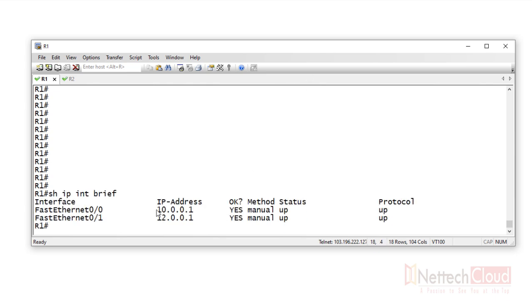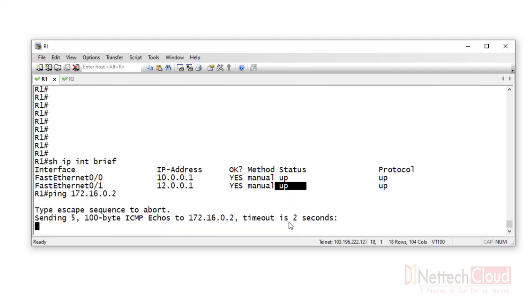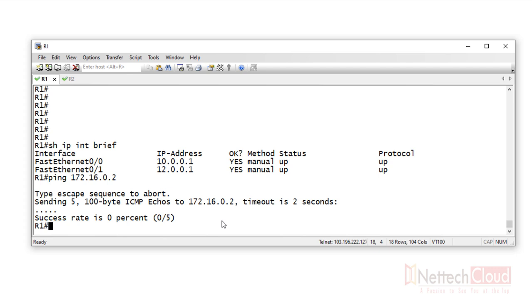show IP int brief. So IP is configured, interface up, the 12.0.0.1 interface is up. So can we ping from here? Can we ping the destination, that is 172.16.0.2, from R1? So no, it's not reachable from here also, right? Ping 172.16.0.2, success rate 0%.